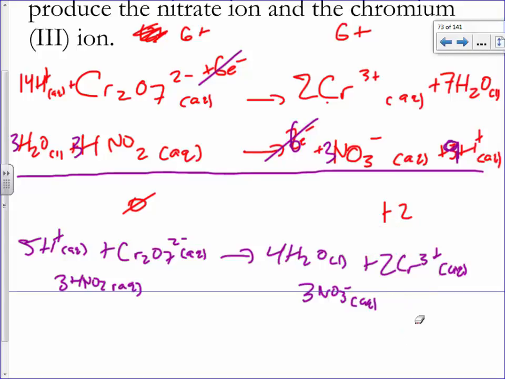There, we've now written a balanced redox equation. So the coefficients are 5, 1, 3, 4, 2, 3. Something along those lines.